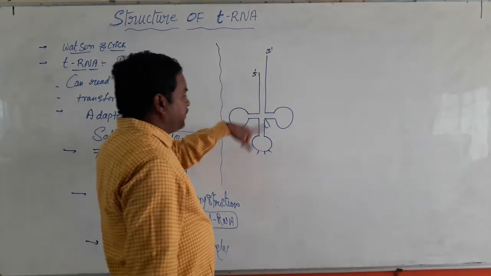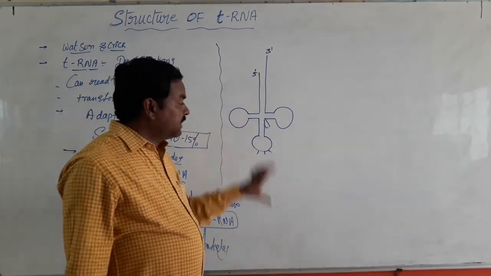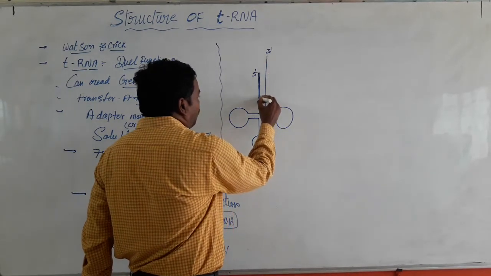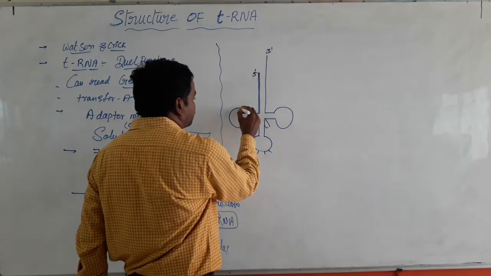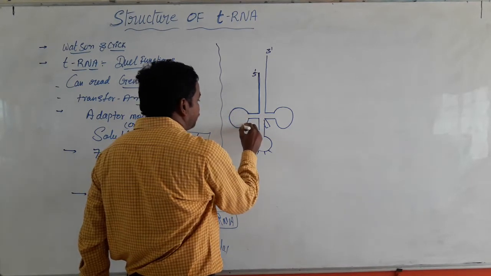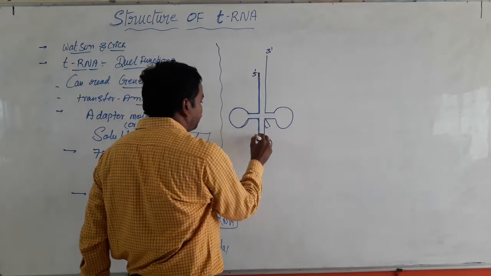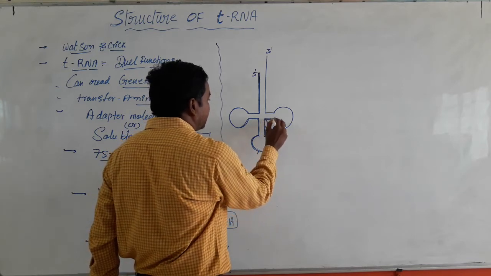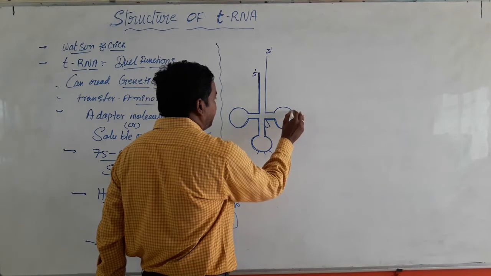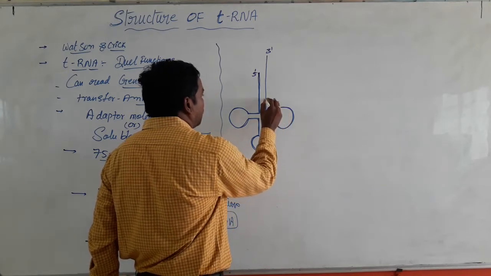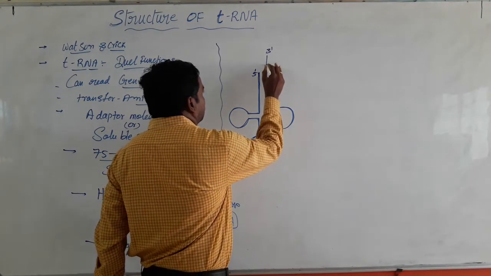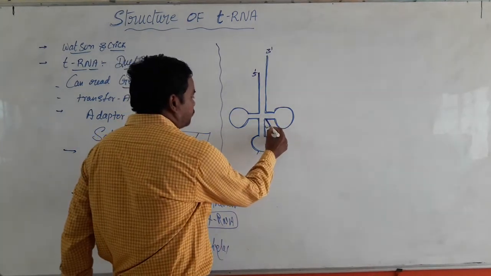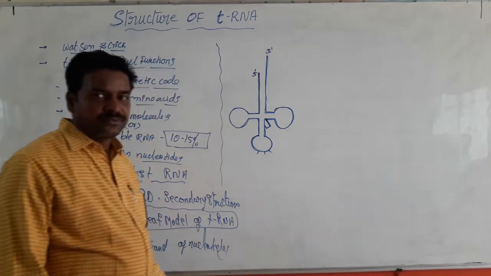So this is the tRNA structure. It is represented by 1 strand of nucleotides, which is enfolded upon itself, leading to the formation of 5 loops: 1 accessory loop, 3 main loops, and the other one is the tail. In this way, there are a total of 5 loops.